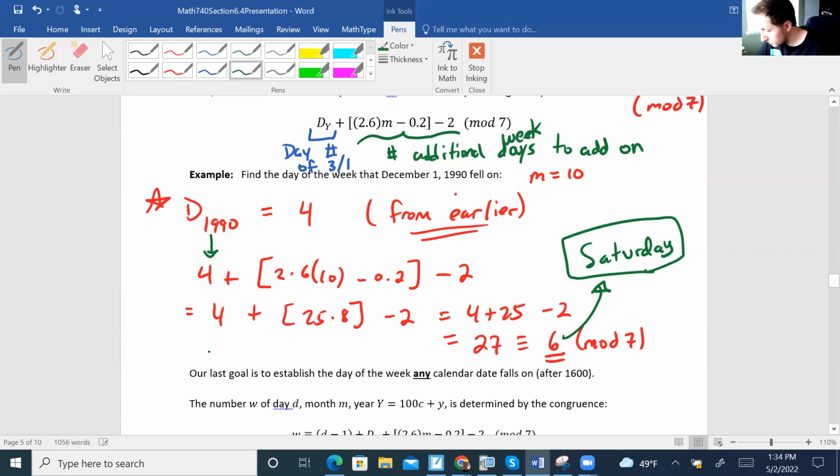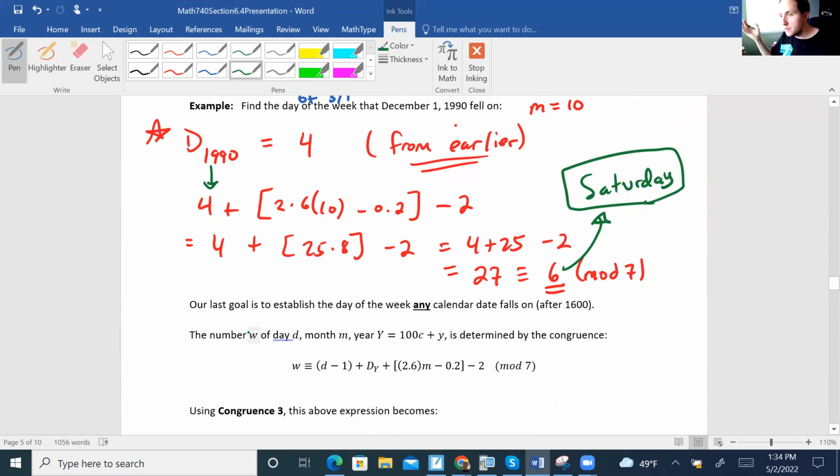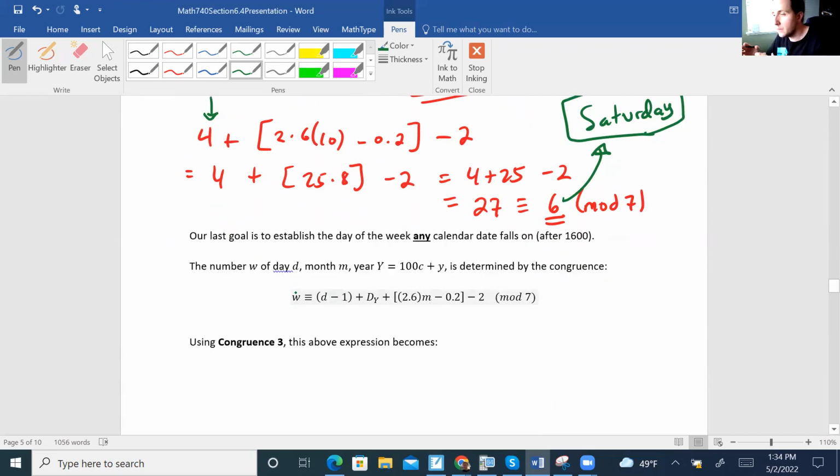Okay. So the last goal: we've done the first of every month, so what if I want the 13th day of the month or the 17th day of the month? Really any calendar date, past, present, or future after 1600, how do I know what day of the week it's going to fall on? Every single algorithm has kind of been building, so this is our next one.